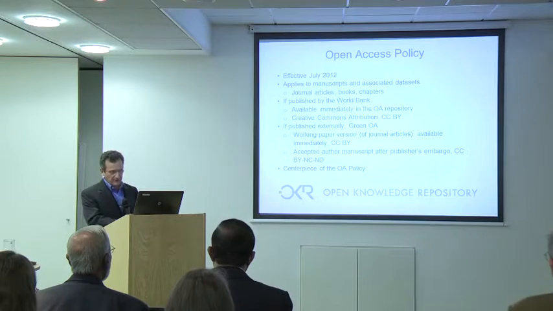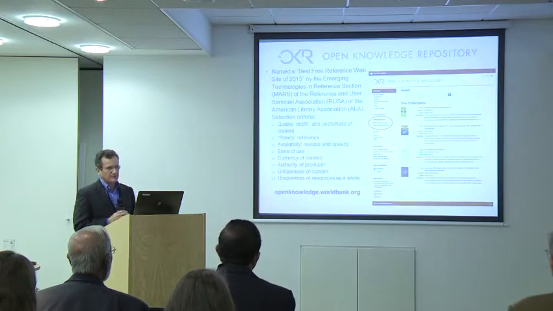If it's published externally, whether it's a journal article or a chapter, we use the Green OA model. The working paper version, at least of the journal articles, is usually available immediately under CC BY, and the accepted author manuscript under a somewhat more restrictive, no derivative, no non-commercial CC license. And the centerpiece of the open access policy is our open access repository, which we call the Open Knowledge Repository.